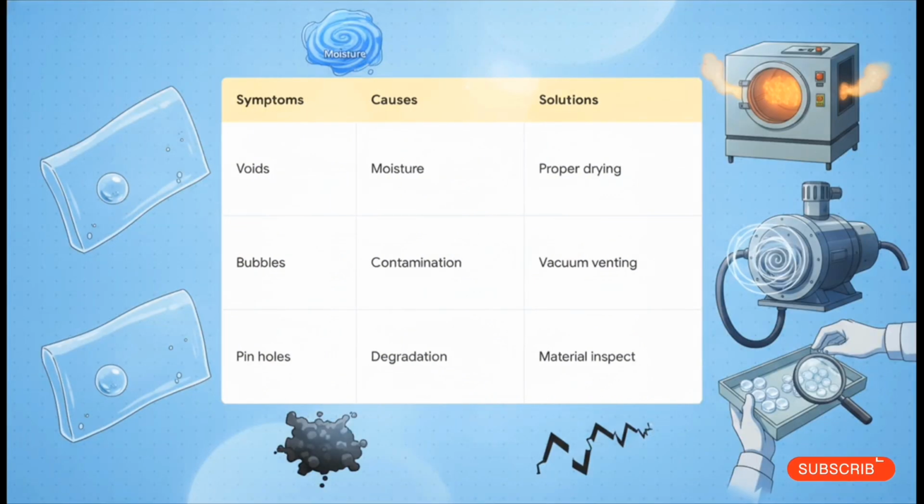And wrapping up our defect gallery, we have problem 5, bubble formation. Symptoms here include internal voids, surface bubbles, or those tiny pinholes in your final product. The usual suspects? Well, moisture is absolutely public enemy number 1 here, but it could also be volatile contamination or polymer degradation creating off-gassing. The solutions are pretty straightforward but totally critical. Ensure proper, thoroughly timed drying of your resins, utilize vacuum venting on your extruder if you have it, and conduct really meticulous incoming material inspections.